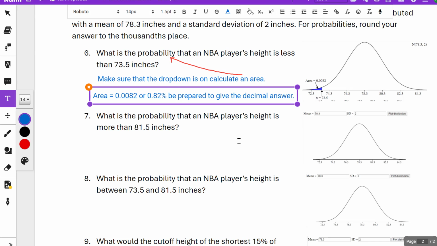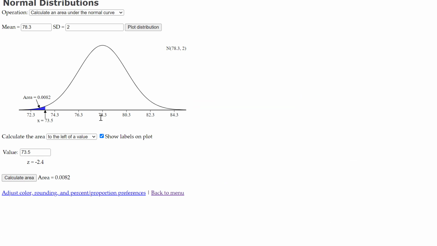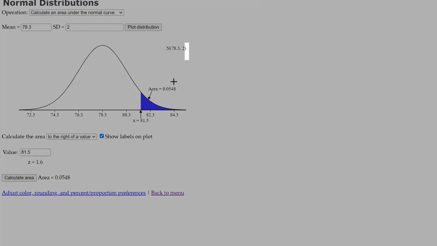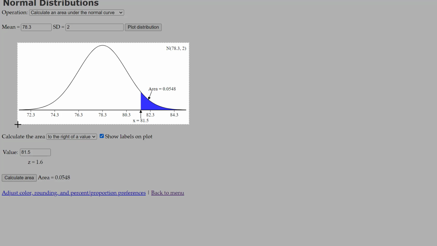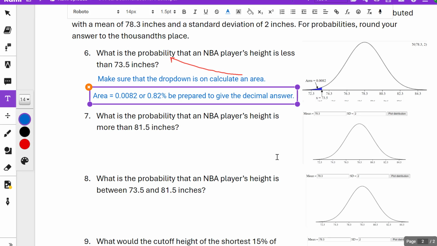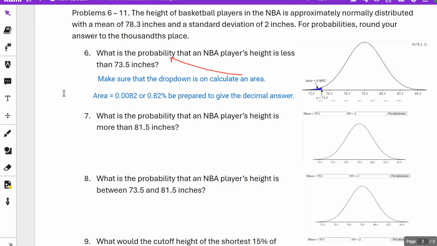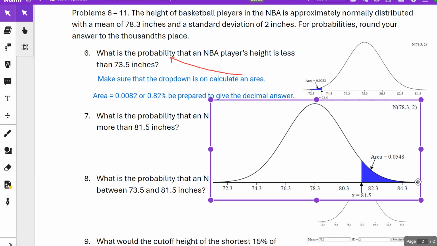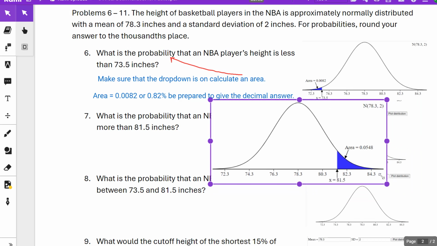Okay, what is the probability that an NBA player's height is more than 81.5 inches? So we just go to the right of the value, put in 81.5, calculate the area, and boom, there it is. And we'll put it over here. Shrink that puppy down. So it's 0.0548.